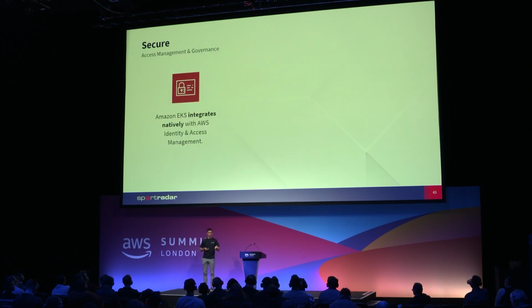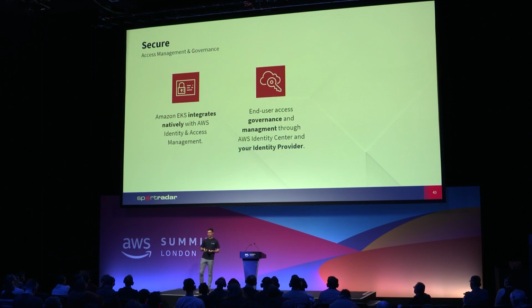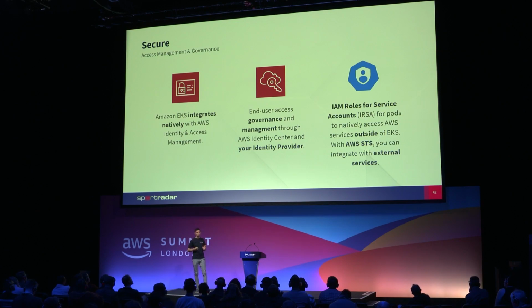So Grace already talked about how Amazon EKS integrates with IAM, and you can take this even a step further by leveraging what is now called AWS Identity Center. You can manage and govern all access to your EKS clusters using your own identity provider. And bundle that with IAM roles for service accounts, your pods can also natively assume IAM roles to access services outside of the cluster, like RDS, DynamoDB, AWS Batch, and all of the good stuff that AWS can offer.